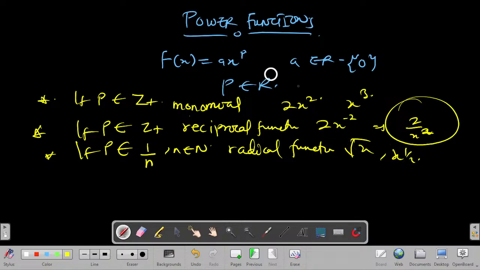So please understand that power function is actually a template. Within power function, we have three main types: monomial, reciprocal, then radical functions, which are all types of power function, which you should take note. Then we are going to have the domain and the range of a series of power functions.